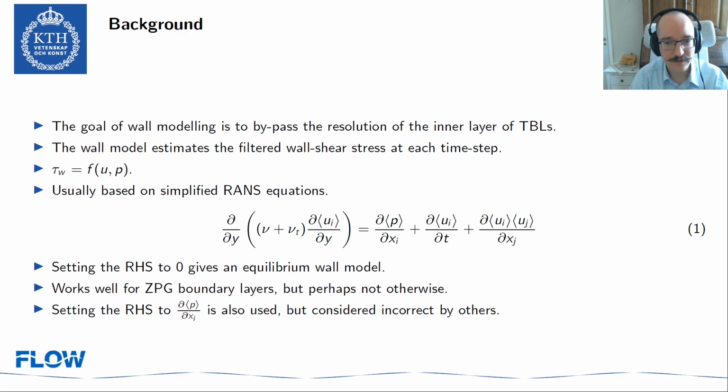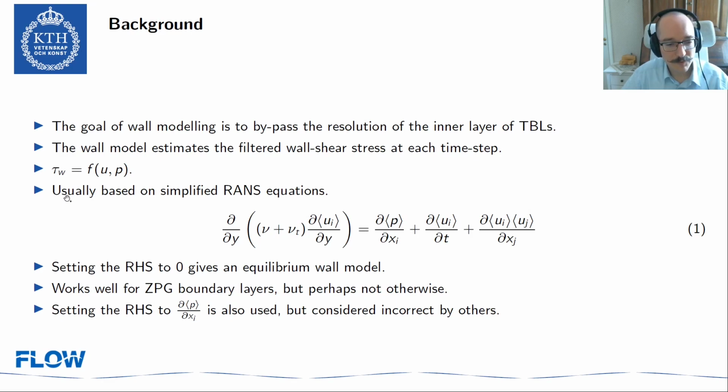The idea is that at each time step, we want our wall model to produce the wall shear stress based on the values of the unknowns somewhere a bit away from the wall, which are, of course, the velocity and the pressure. All the quantities here are filtered. I simply assume the filtering operation.